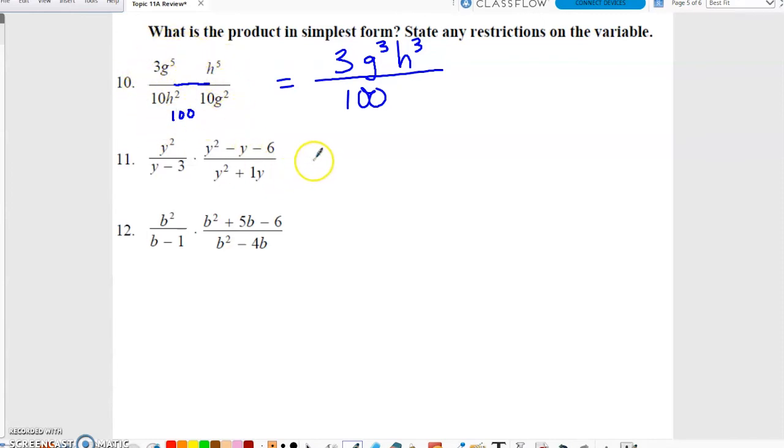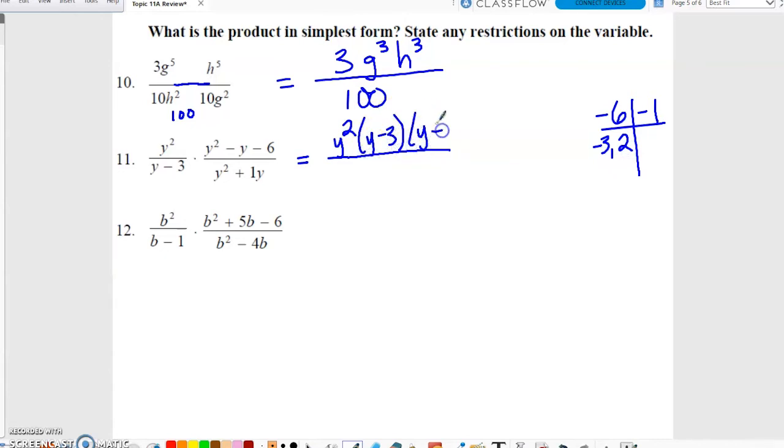9-1 notes, please. Looking at 11, I'm going to have to do some factoring first, so I'm going to go ahead and factor this stuff out. Y squared, nothing we need to do there, so we're going to go ahead and keep it. Y squared minus y minus 6, that's factoring a negative 6 to get a sum of negative 1. That would be a negative 3 and a positive 2, so we're going to say y minus 3 and y plus 2.